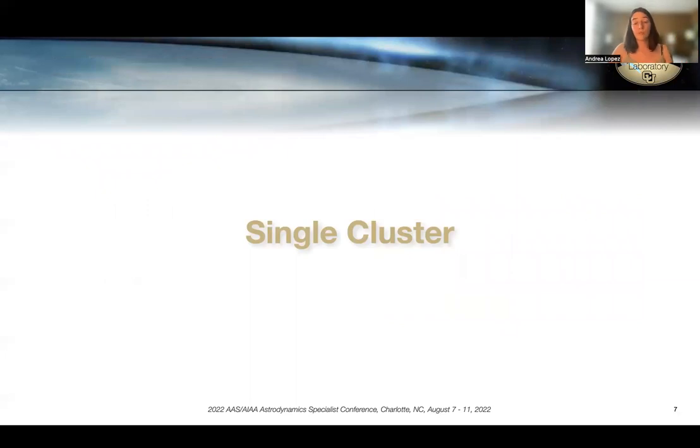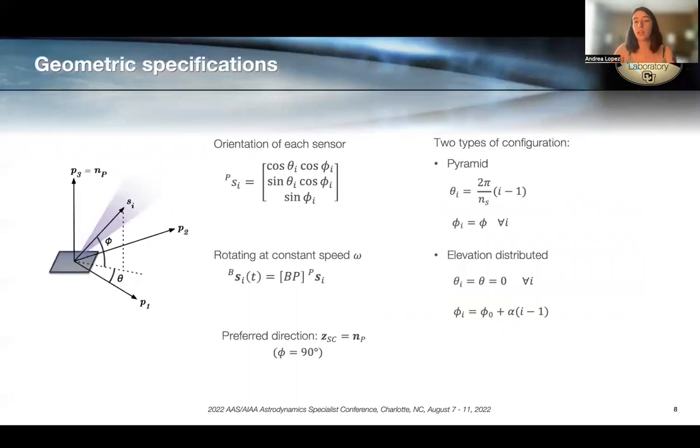What does this cluster of sensors look like? Well, the orientation of each sensor is defined by 2 angles, which are the azimuth and elevation with respect to the platform on which they are mounted. And since we want to record these trigger events of loss of signal or acquisition of signal, we're going to have this platform on which they are mounted rotating at a constant speed about the normal to the platform, here N_P.